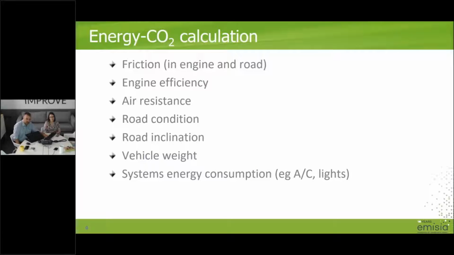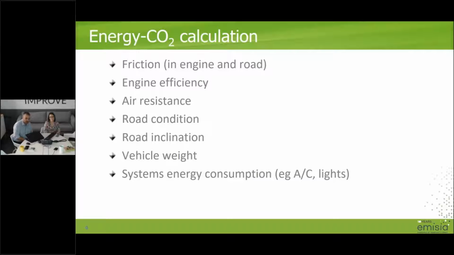Now, what are the opposing forces in case of road transport? It's of course the friction which happens in the engine and on the road. It's the engine efficiency. As we know, internal combustion engines have an efficiency of around 30–40% depending on the engine. There is the air resistance, which is very important, of course, when you're traveling at high speeds. It's the road condition, it's the road inclination. So if you go uphill, you need much more energy than if you're going downhill.